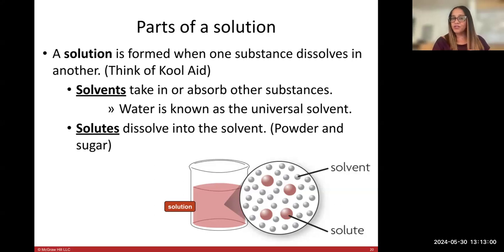The other parts are called solutes, and those dissolve into the solvent. So in a Kool-Aid solution, there's Kool-Aid powder that you put in. You also have to put in sugar. So there's two solutes. So solvents absorb and solutes dissolve.